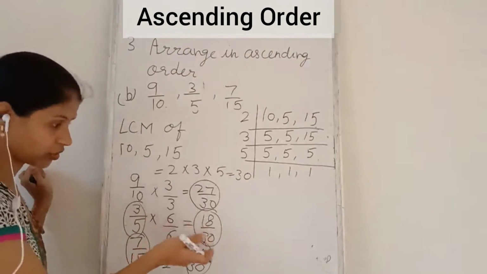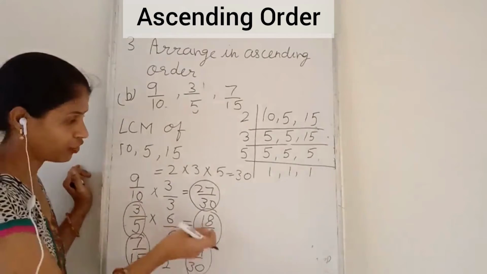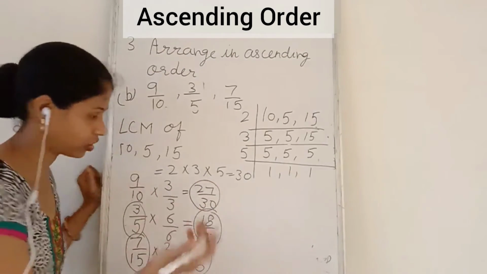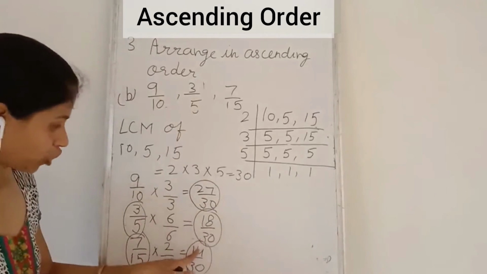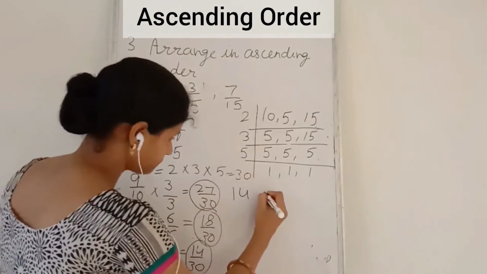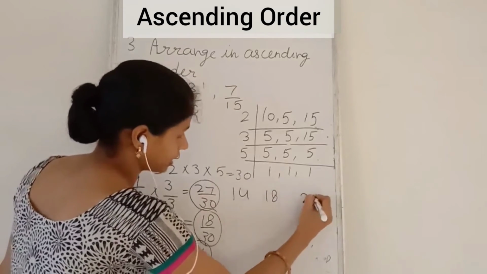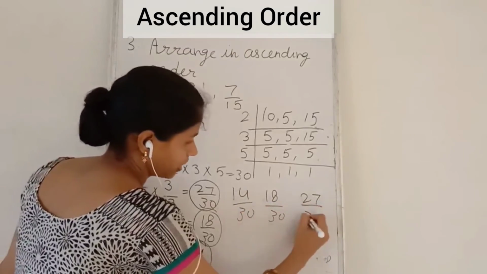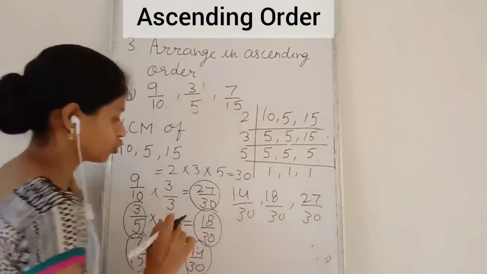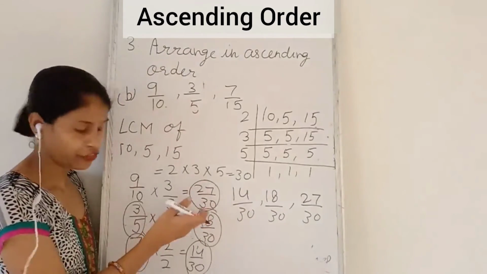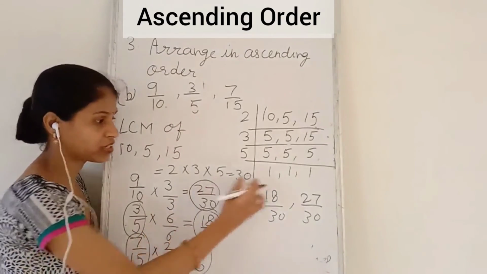Now these are converted into like fractions. Now we will arrange these numerators in ascending order. So the numerators are 14, 18 and 27. So we will arrange 14, 18 and 27, and the denominator is 30 in every case. So as we discussed in the case of like fractions, we will arrange the numerators in ascending order.